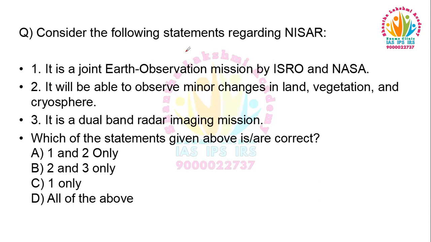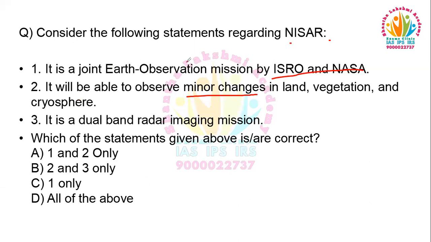Next question, consider the following statements regarding NISAR. One, it is a joint Earth observation mission by ISRO and NASA. Two, it will be able to observe minor changes in land, vegetation, and cryosphere. Three, it is a dual band radar imaging mission. Which of the statements given above is or are correct? 1 and 2 only, 2 and 3 only, 1 only, all of the above.